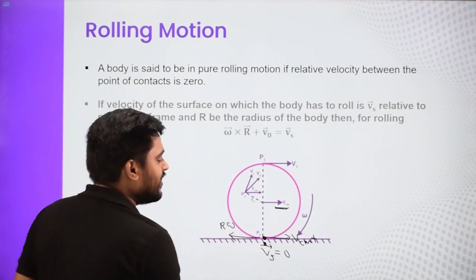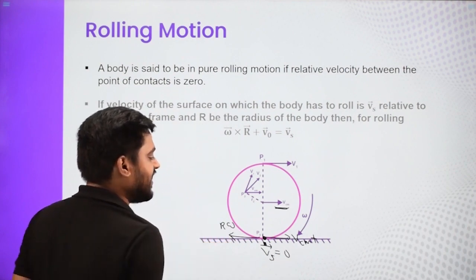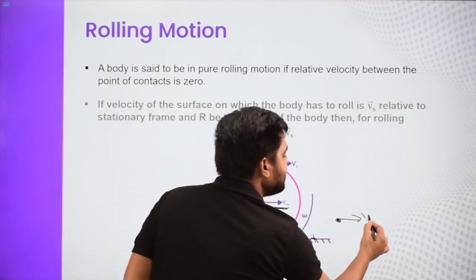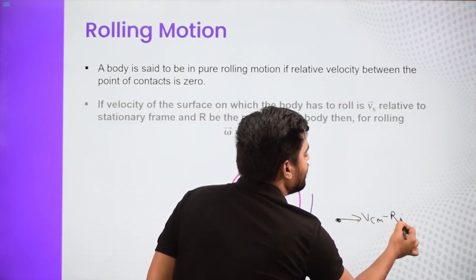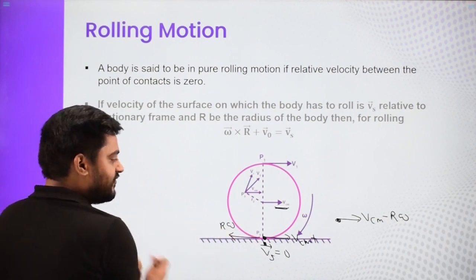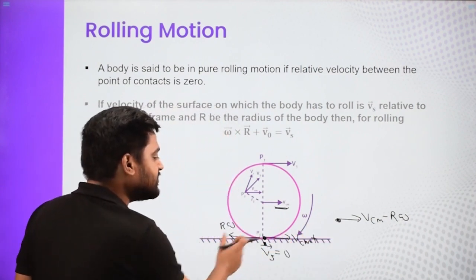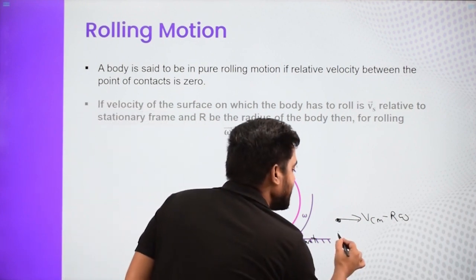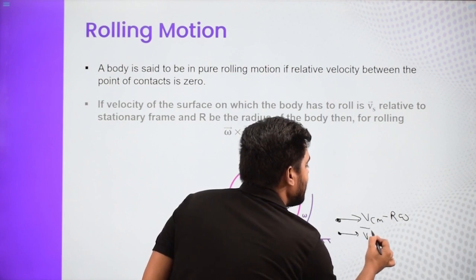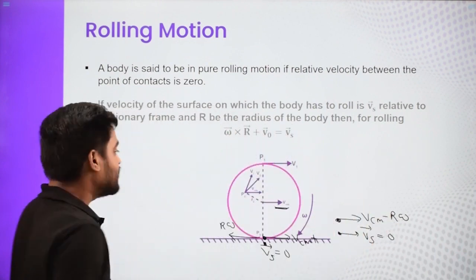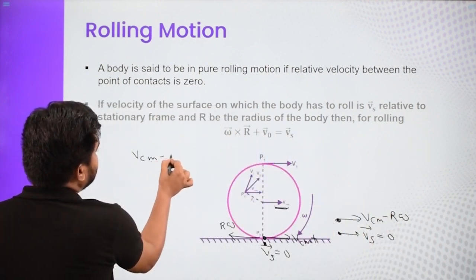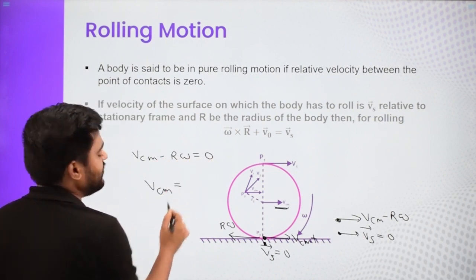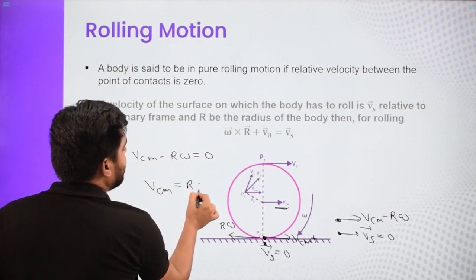If you want to write the overall velocity in that direction, the vector addition of these two velocities is going to give VCM minus r omega, because r omega is towards the left and VCM is towards the right. So overall this point is moving towards the right with a velocity of VCM minus r omega, and this should be the same as Vs, the velocity of the surface in contact, and that is 0. So VCM minus r omega must be 0, and that gives the velocity of the center of mass of the object equal to r omega.